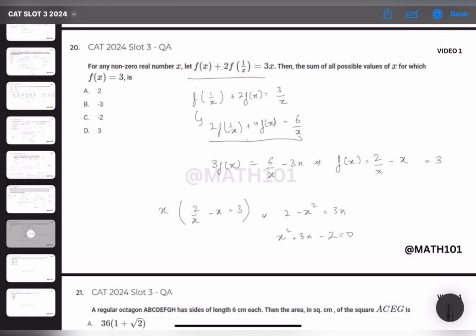Sum of all possible values is minus 3, because the sum of the roots of this equation is minus b by a. Minus b is minus 3, a is 1. So the answer is B, minus 3.